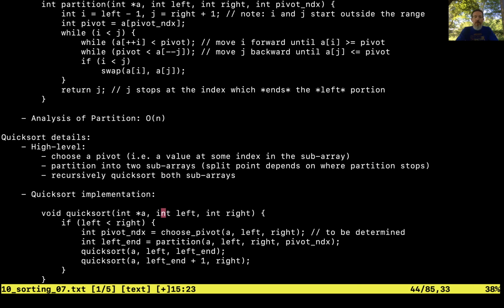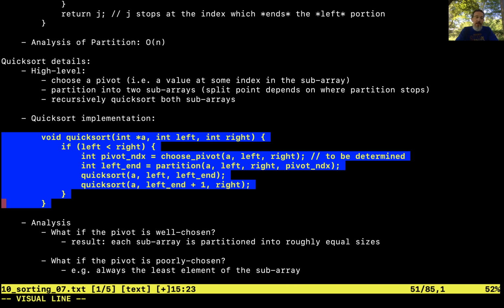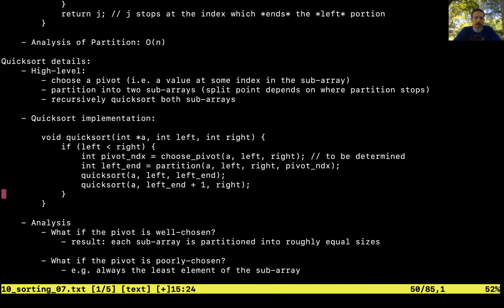So here's a quick and dirty implementation of that, which I believe should work. I haven't actually run this code, but I think it should work. We have our base case here. We only want to proceed if left is less than right. If left is less than right, then we have an array of length at least 2, because left and right are the inclusive endpoints of our subarray. And if left is equal to right, then we have a subarray of length 1, which, as I've promised you, is already sorted.